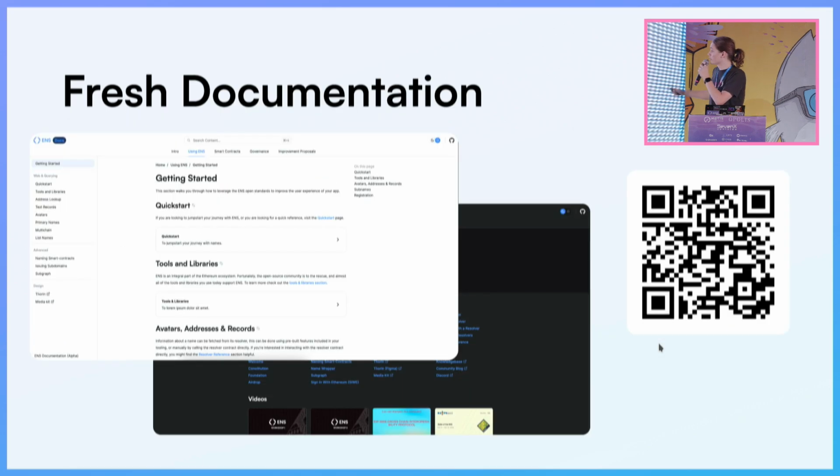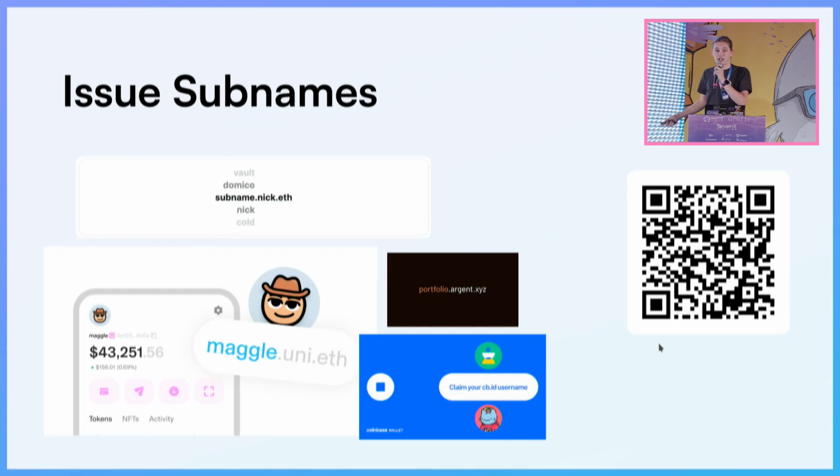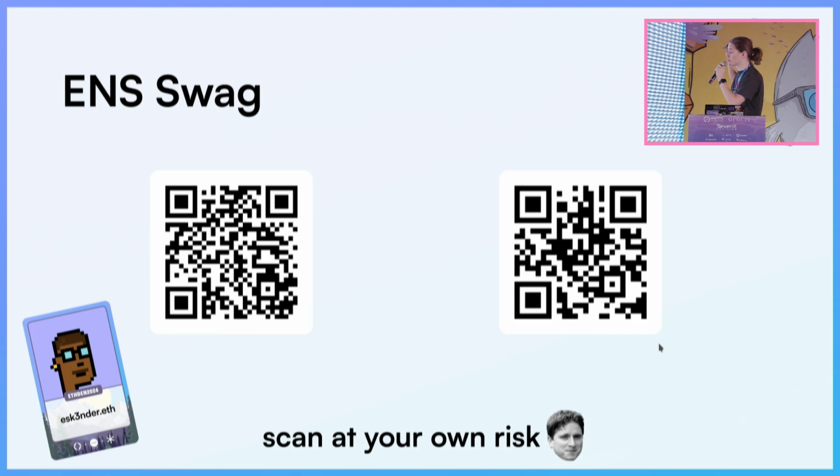Cool. Then there's fresh documentation, got a beautiful QR code as well. We gave the documentation a complete refresh, complete rewrite, Thorin design, all of the cool stuff, dark theme support. I think I missed a spot, but I'm sure it's fine. And that's it. Issue subdomains, whether it's Uniswap, Coinbase, Argent, or just Nick. Here's the QR code.